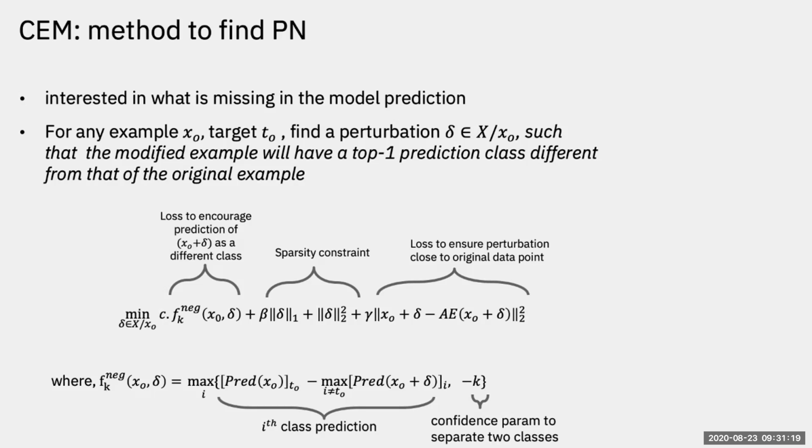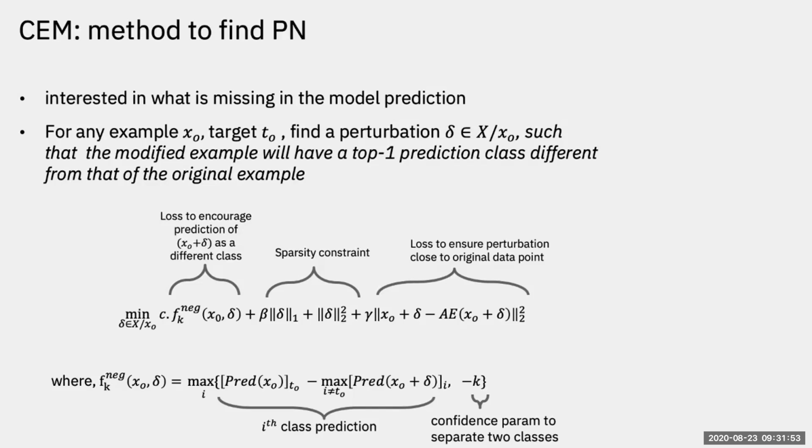So let me now define the loss function here. The loss function comprises three components. The first one wants to make sure that the perturbed sample belongs to any other class than the given class T naught. So basically the idea is that once you perturb the given sample X naught, it tries to make sure it switches the class T naught to the other possible classes.